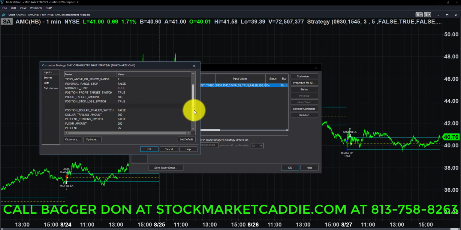Well, that's kind of interesting. And then I have something called a position dollar trailer switch or a percent trailer switch. I'm going to set this as true and let me explain what it does. It will ask me for the floor amount. I'm going to put in 250 and then I'm going to trail 25%. So what happens here is if the amount of money in my account runs up to 250 and then trails back just 25%, it'll exit and I'll capture the money. Well, that's pretty cool.